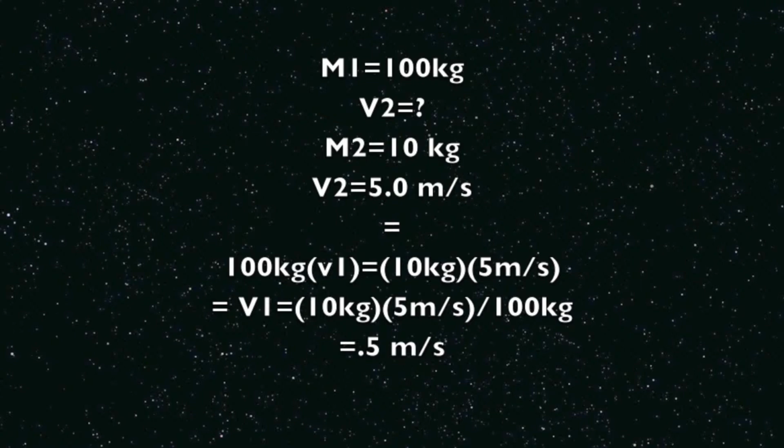So then you will plug that into the equation, m1v1 equals m2v2, and you will get 100 kilograms times velocity 1, because you don't know what that is, equals mass 2, which is 10 kilograms, times 5 meters per second. And then you'll switch the equation around to get velocity 1 equals m2 times v2 divided by m1. Then you plug all the numbers in, and you'll end up getting 0.5 meters per second. That's how fast he will be moving towards the spaceship.